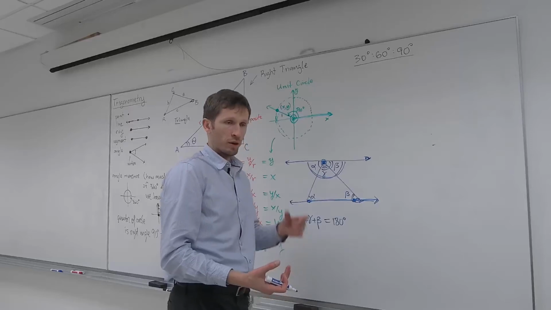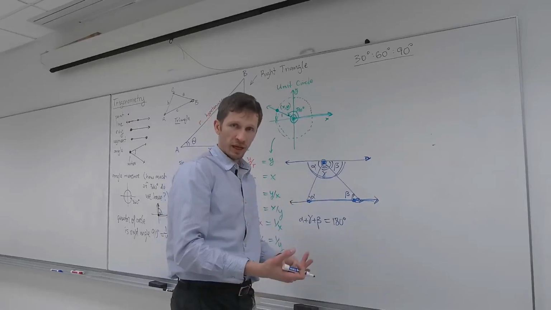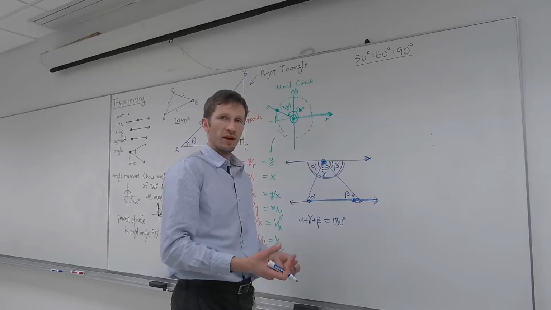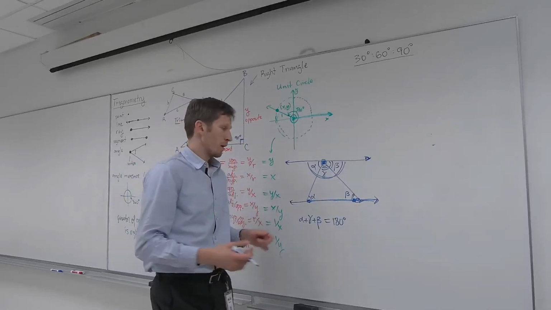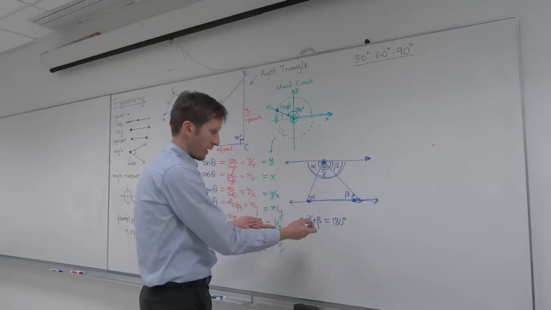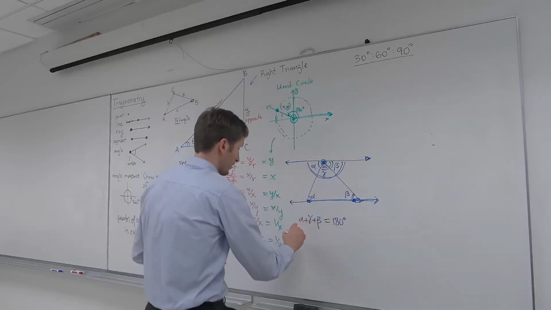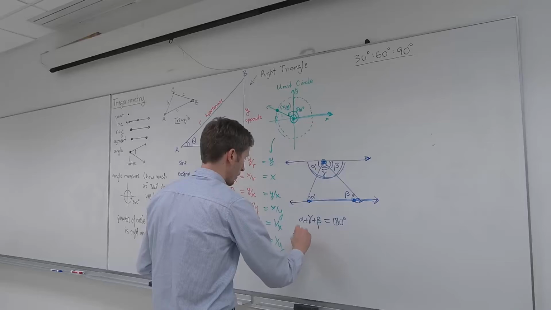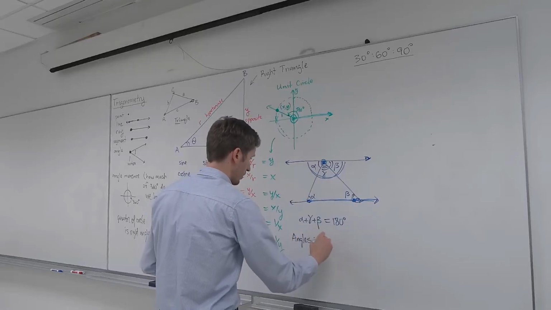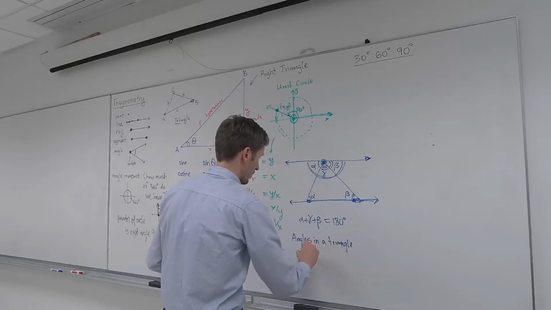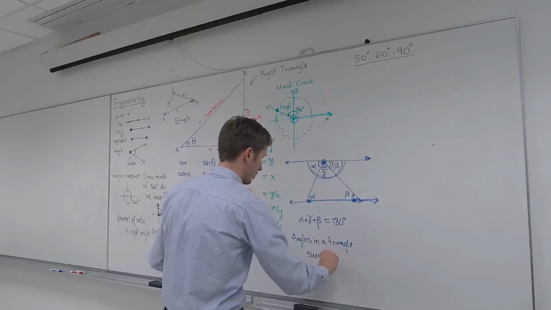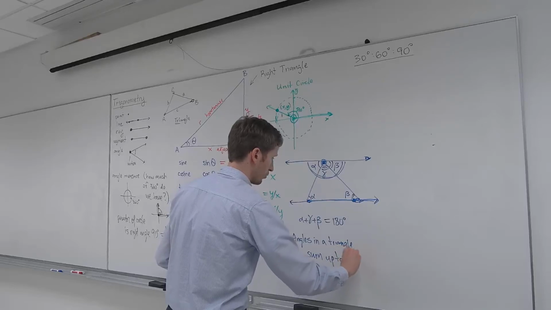When a set of angles adds up to 180, we call it supplementary. When a set of angles adds up to 90 degrees, we call it complementary. So this is going to be a supplementary trio of angles. In other words, angles in any triangle sum up to 180 degrees. That's pretty cool to know, right?